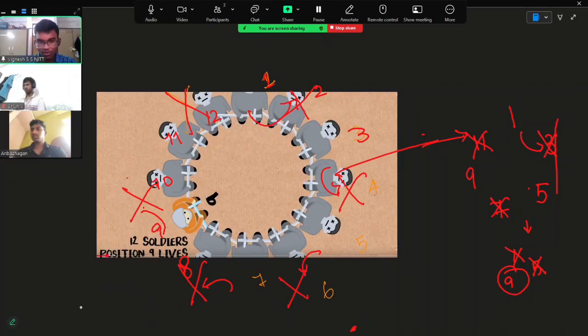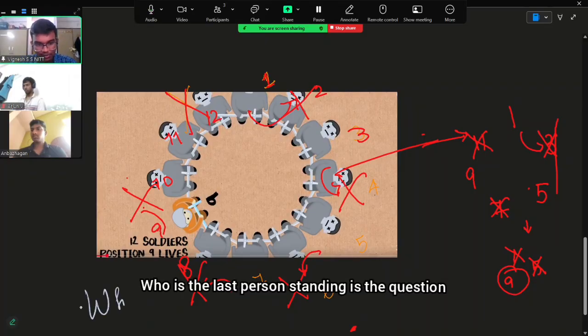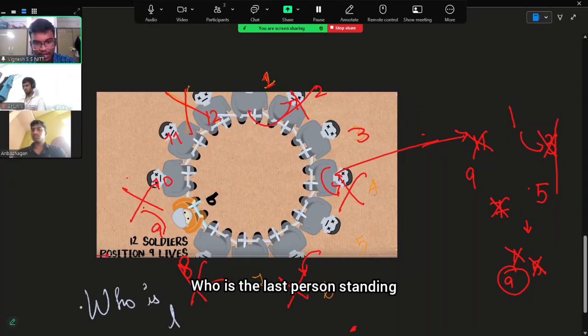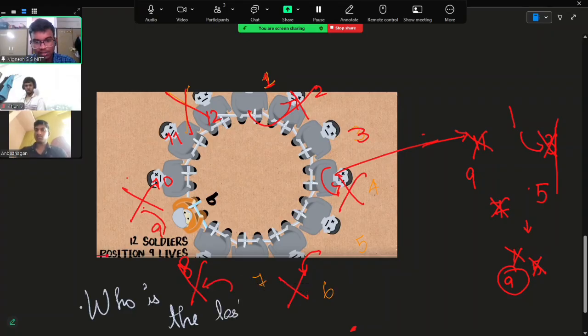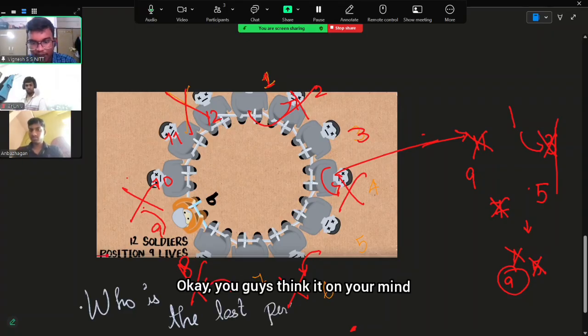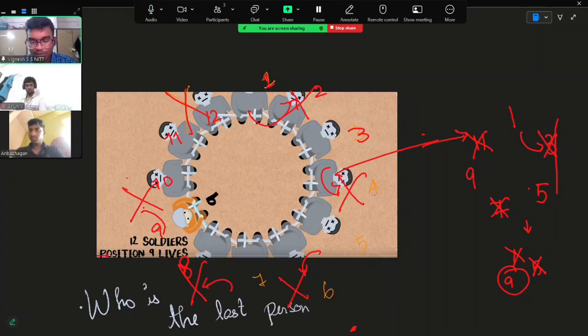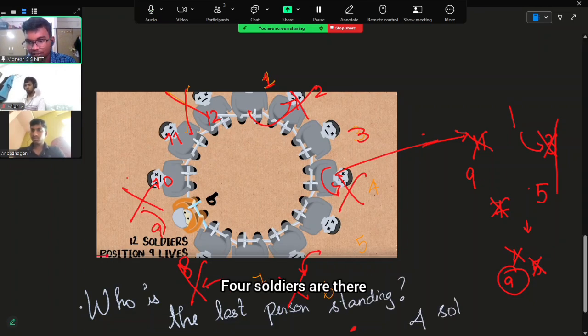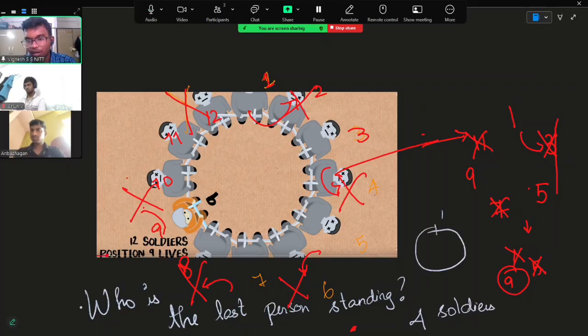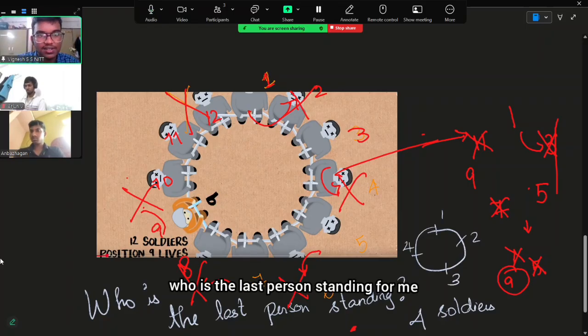Okay. Who is the last person standing is the question. Who is the last person standing? Think it in your mind or in a note and tell me. Who is the last person standing when four soldiers are there? Four soldiers means a circle of one, two, three, four. It should be symmetrical, but I want to know who is the last person standing.